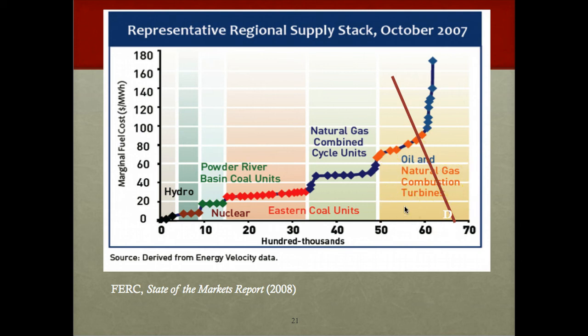If the demand for electricity intersects the supply available at the line shown here, then the electricity would be supplied by hydro, nuclear, coal, natural gas combined cycle units, and some of the cheaper oil and natural gas combustion turbines. And the price of this electricity would be set at around $80 per megawatt hour.